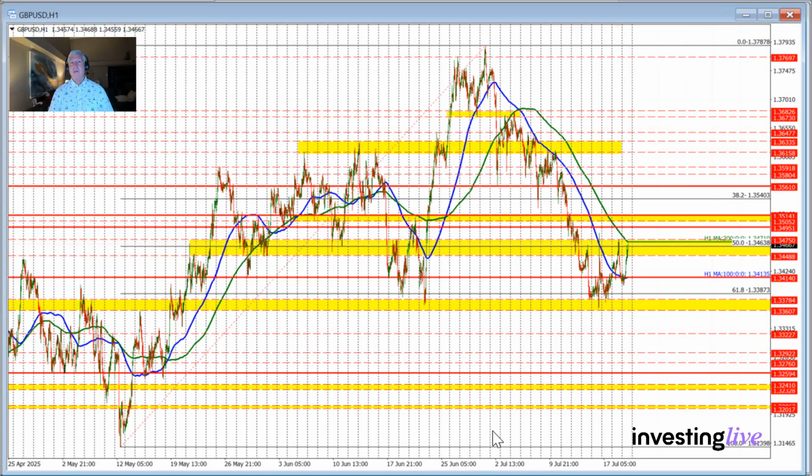Finally, let's take a look at the sterling versus US dollar. Again, we'll focus on the hourly chart for this currency pair. And unlike the euro, unlike the yen, we are still below its falling 200-hour moving average. It's a green line in this chart.